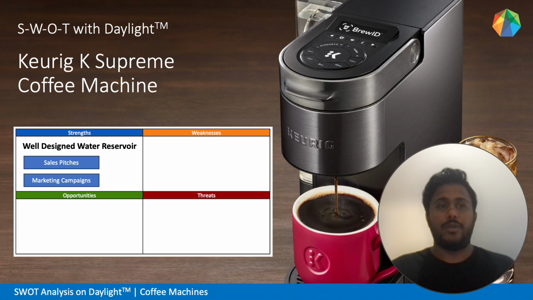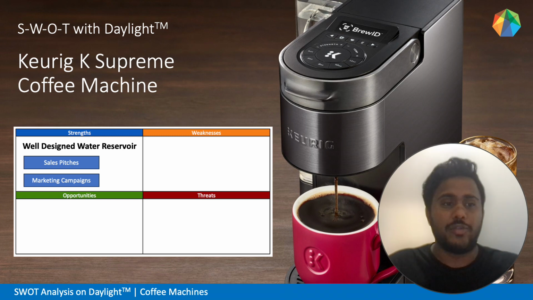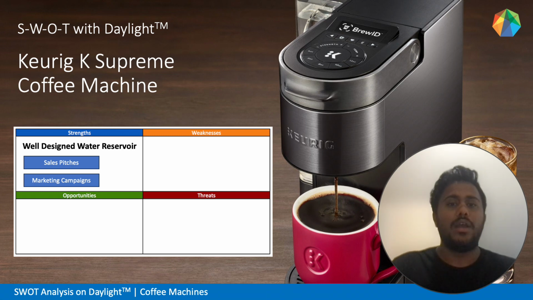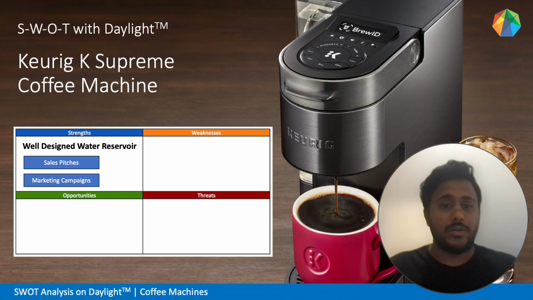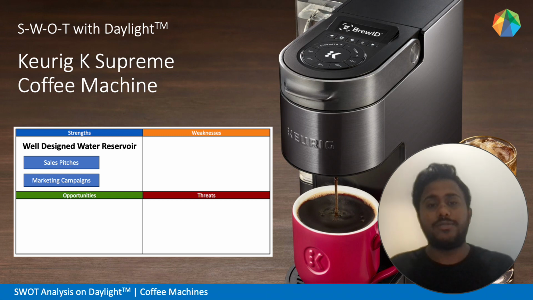So if we have to tabulate our findings with respect to this SWOT analysis, we can conclude that the well-designed water reservoir is definitely one of the key strengths of the Keurig coffee machines. And this fact or this feature can definitely be used in more number of marketing campaigns. These can be used in sales pitches whenever prospective customers are asking for what really differentiates Keurig from its competitors.